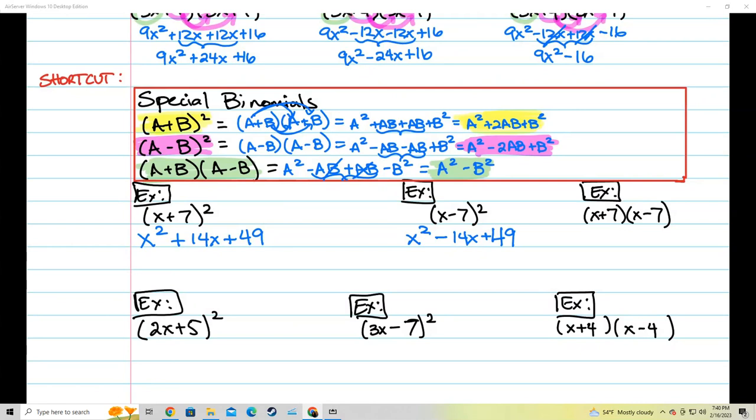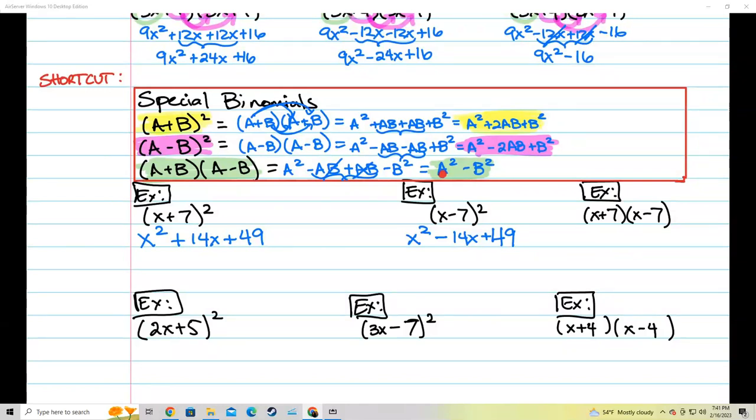Okay, let's move on to the next one. On this one, I have a plus and a minus. That's my favorite one, because it's really fast. This just means you need to take your first part, square it. You need to take your second part, square it. And then you just got to put a minus sign in between and you are done.